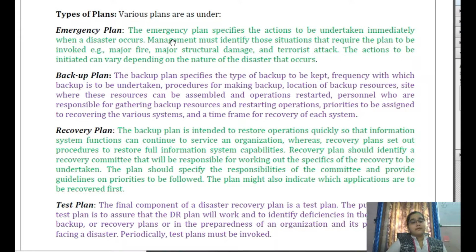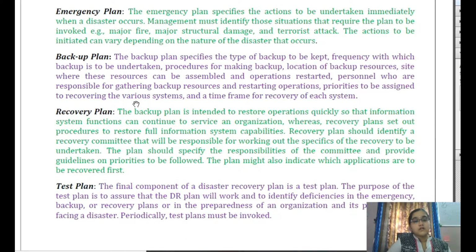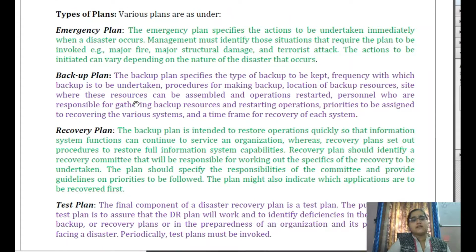The test plan must also be updated as and when the business continuity management plan is being developed. So these are the various kinds of plans.